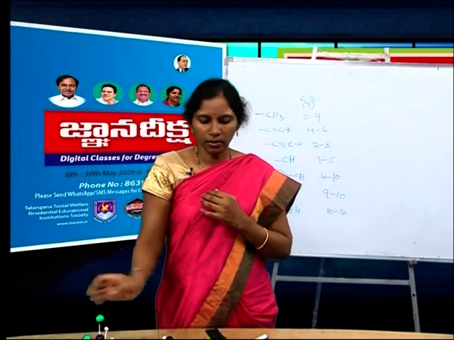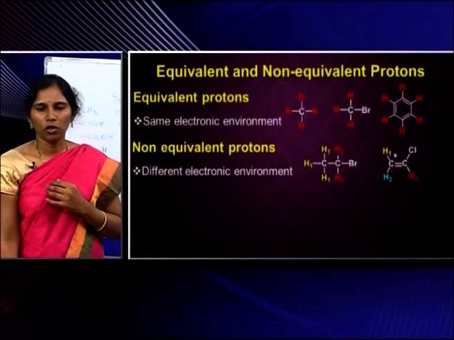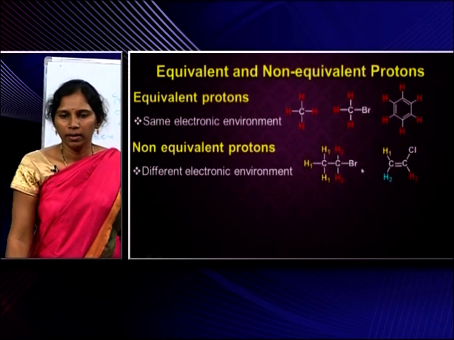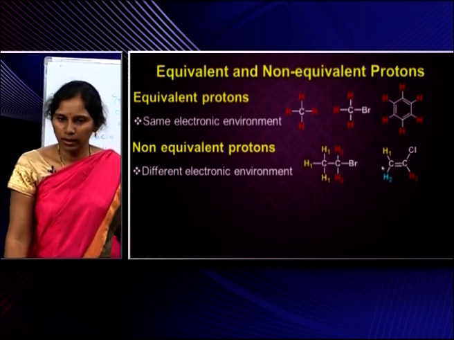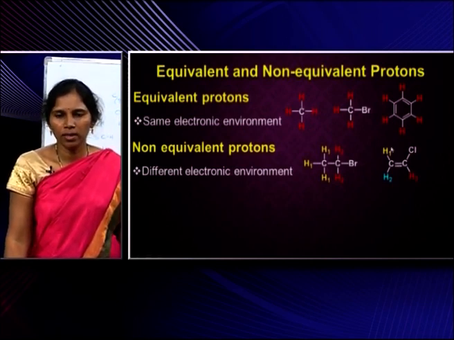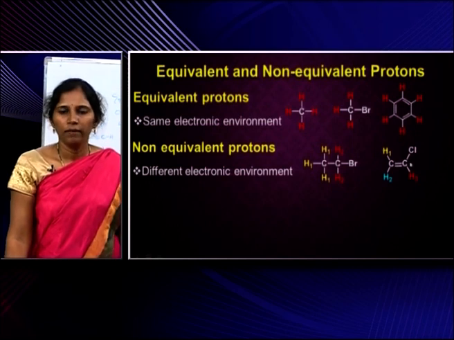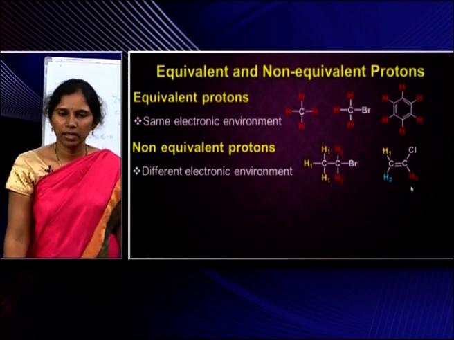Look at the screen, you can find the structure of vinyl chloride. The 2 hydrogens are not equivalent. Why? Because this yellow colored hydrogen is cis to chlorine, and this one is trans to chlorine. That's why in this particular molecule we get 3 signals in the NMR spectrum.